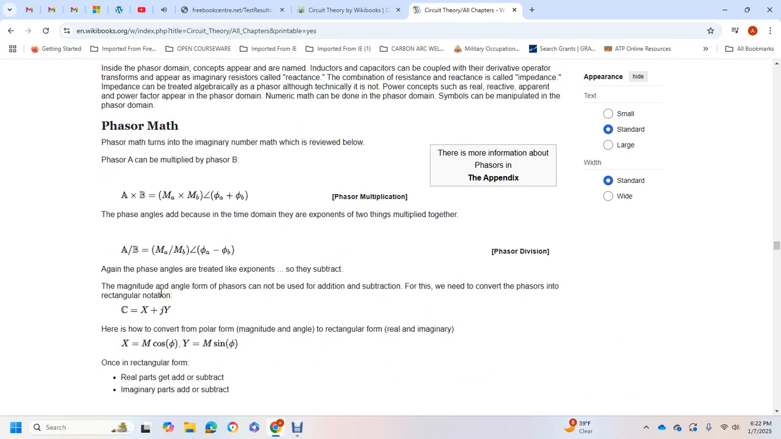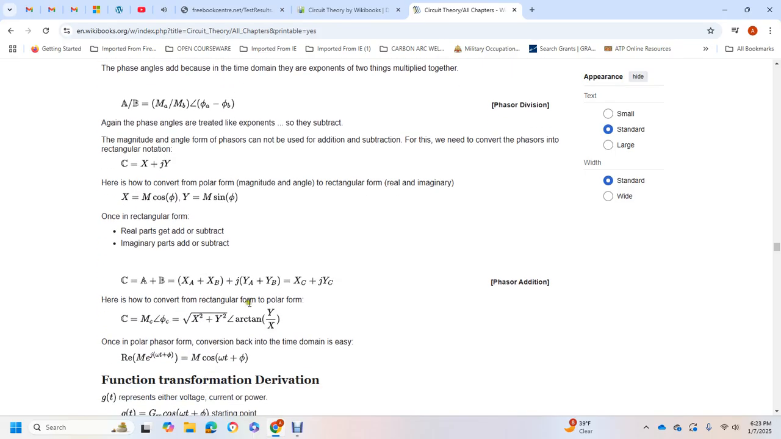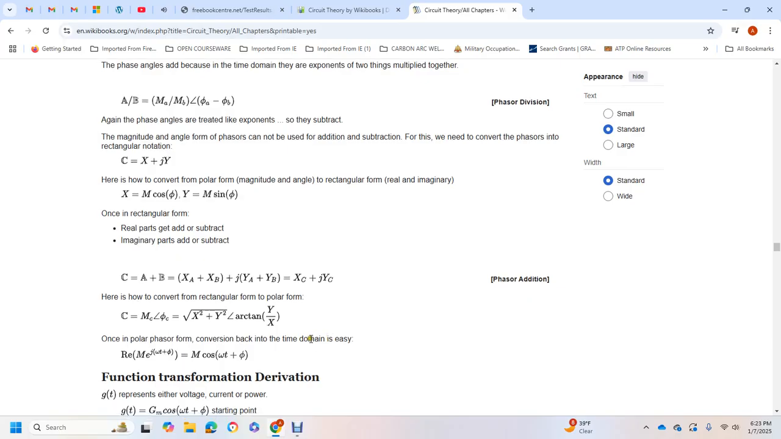Phasor math. Phasor math is done in measuring numbers as reviewed below. Phasor A can be multiplied by phasor B. Because of the time domain, the exponential things are multiplied together. Again, phase angles are treated like exponents, so they subtract. Magnitude-angle forms of phasors can be used for addition and subtraction, but the phasors must be converted into rectangular notation. Converting the polar magnitude-angle form to the rectangular form, real and imaginary. Once in rectangular form, the real parts get added and subtracted, and the imaginary parts are added and subtracted. Here's how to convert rectangular to polar form. Phasor addition in polar phase form converts back into the time domain easily.